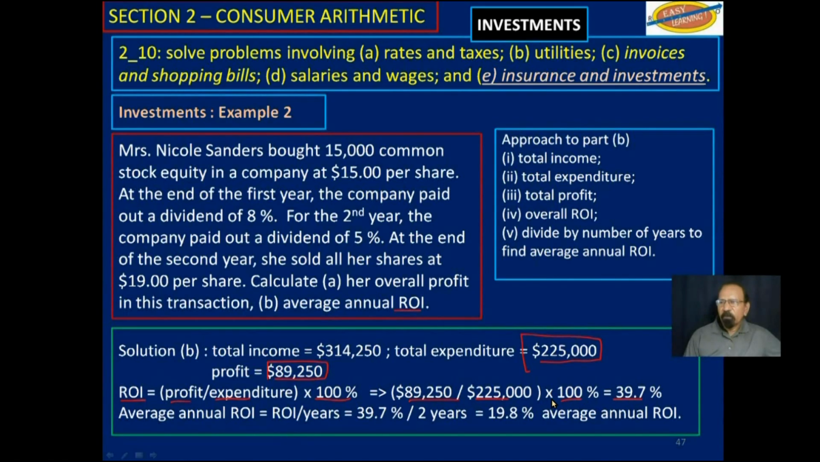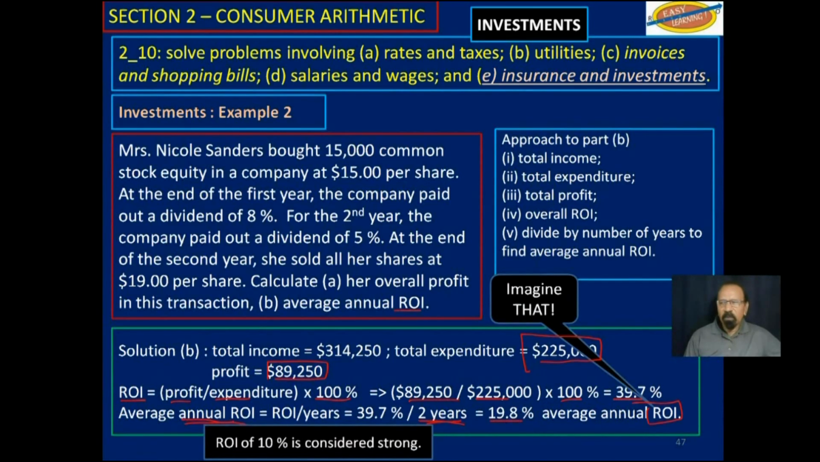If we find that for annual, we will divide by the number of years, which is 2 years. And so she gets 19.8% average annual ROI. Now, that is considered extremely good, considering that 10% is considered strong.